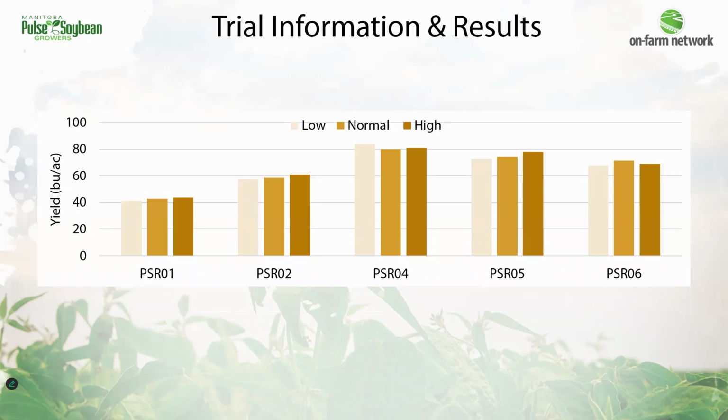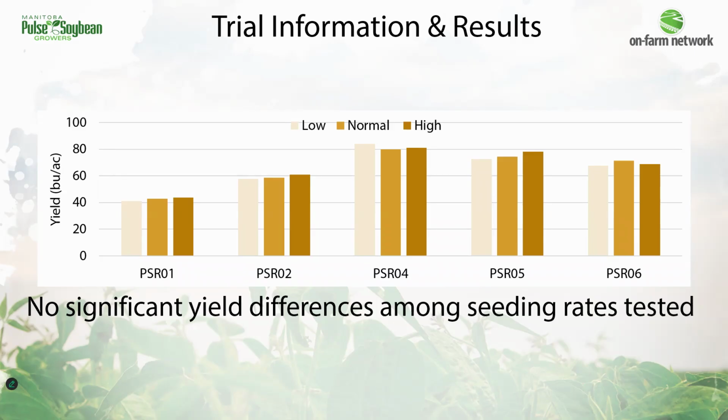Now on to the grain yield results. In this yield results graph, the low, the normal, and the high seeding rate yields for each site are represented by the colored bars. The light colored bar is the low rate, and the darkest colored bar is the high rate, with the medium rate in between those two. Trial sites are listed along the bottom of the graph, and the yield in bushels per acre is along the vertical side. The results showed that there were no significant yield differences between the seeding rates tested in 2024.